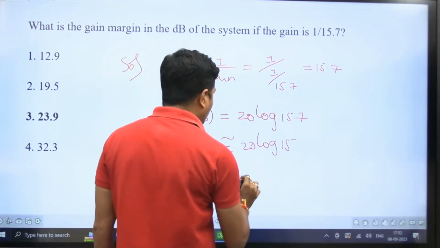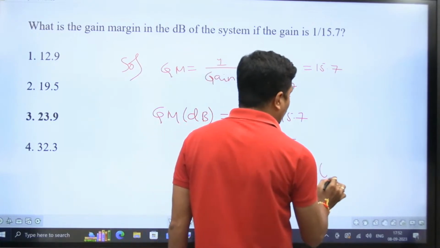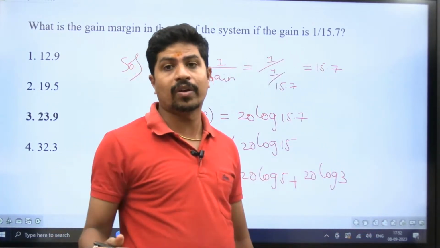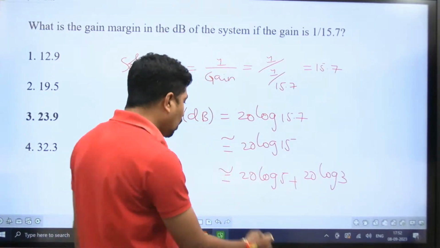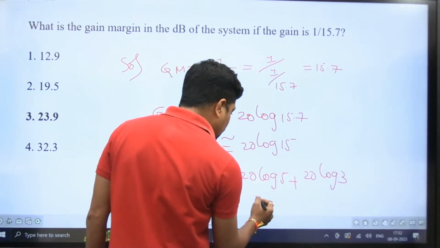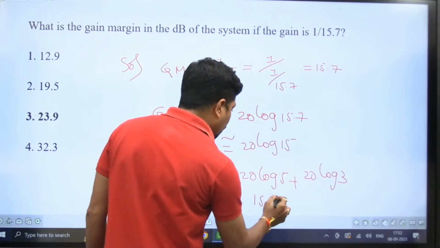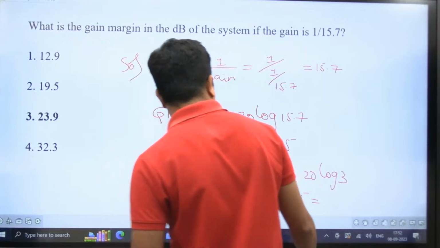Now 20 log 15 can be written as 20 log of 5 plus 20 log of 3. See, you have to remember 20 log 2, 20 log 3, and 20 log 5. If you are able to remember those three, you can find anything. 20 log 5 is 15 plus 20 log 3 is 9.5. So approximately, how much is it?